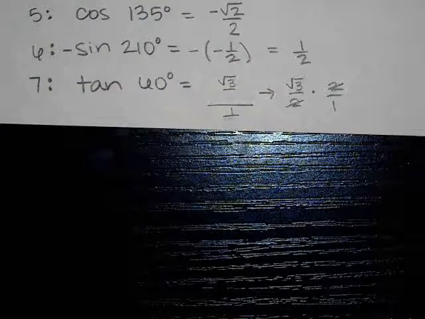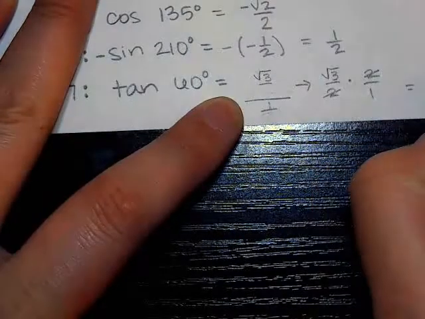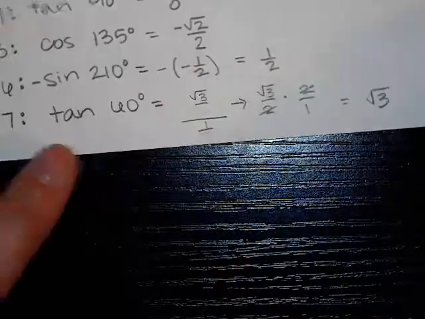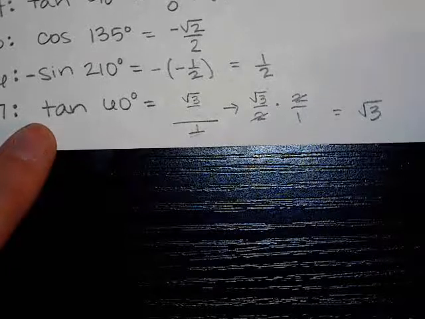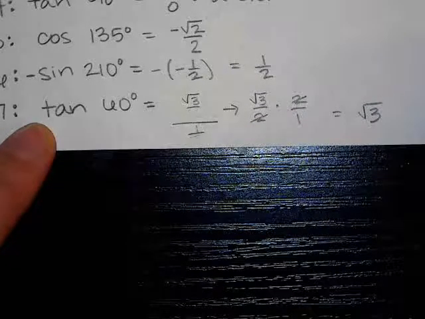So tan of 60 is just root 3 because the 2's are going to cancel anyway. Okay? I'm going to show you one that's a little bit more difficult than that, though. Okay, we're going to do tan 30.